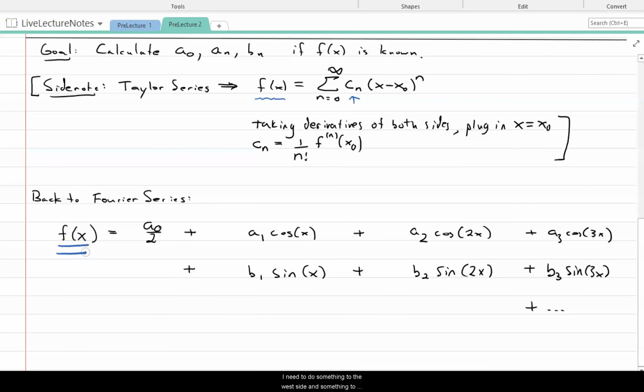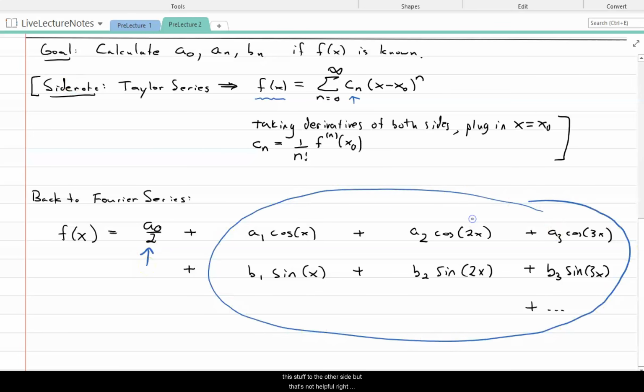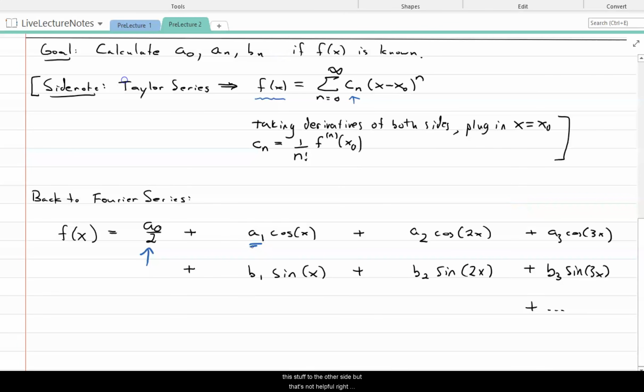So I need to do something to the left side and something to the right side in order to isolate this one, a0. I want to somehow get a0 over 2. Sometimes when I do this, students say, well, just move all this stuff to the other side, but that's not helpful, right? Because I don't know these things. I don't know a1, a2, a3, or b1, b2, b3. I want to try to determine those. I need to get rid of all of the other a's and b's and isolate only a0. So I want a0 in terms of f of x only.